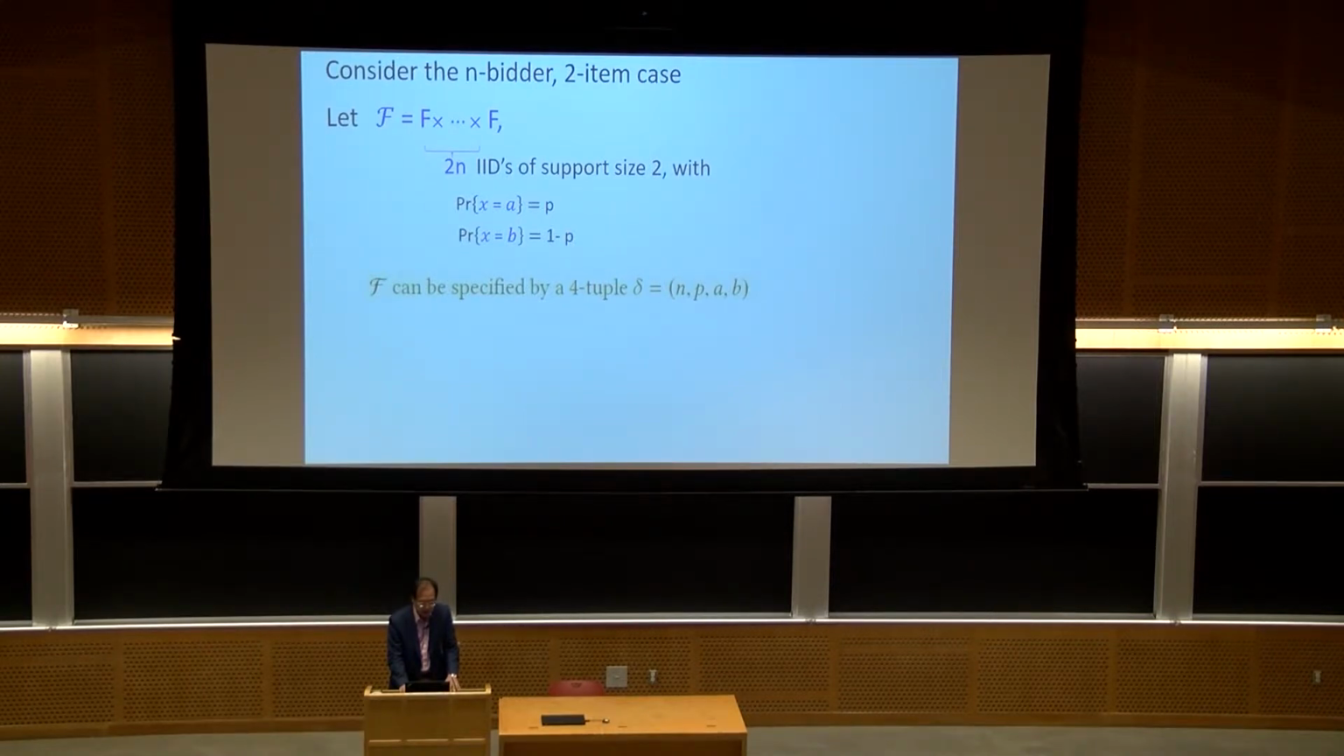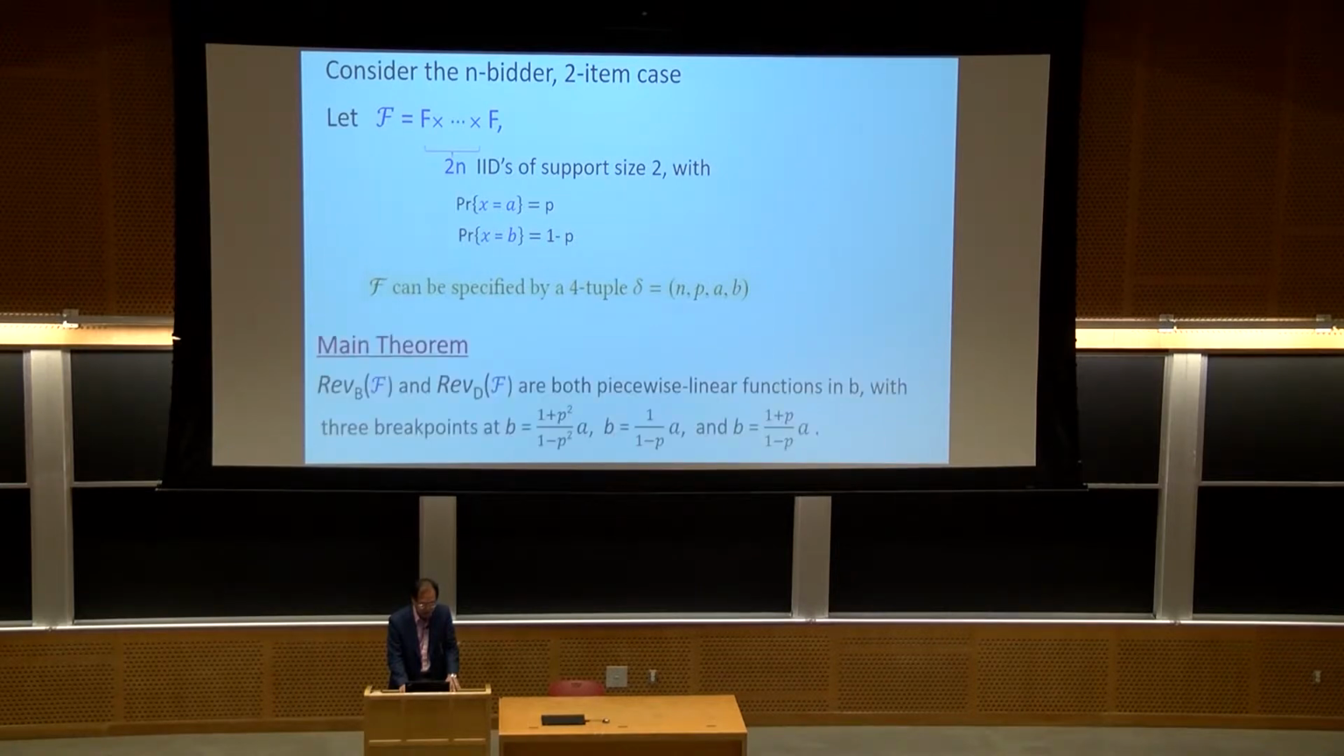So such a distribution can be specified by a 4-tuple: N, the number of bidders, P, the probability of the low valuation, A, the low bid value, and B, the high bid value. And the main result is that the optimal revenue for the Bayesian incentive case and the dominant strategy case are both piecewise linear functions in B. So let's regard N, P and A as fixed, and look at how the optimal revenue changes as a function of B.